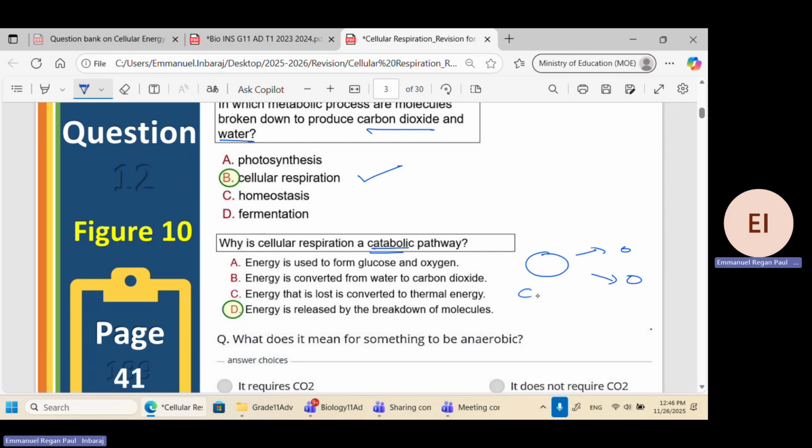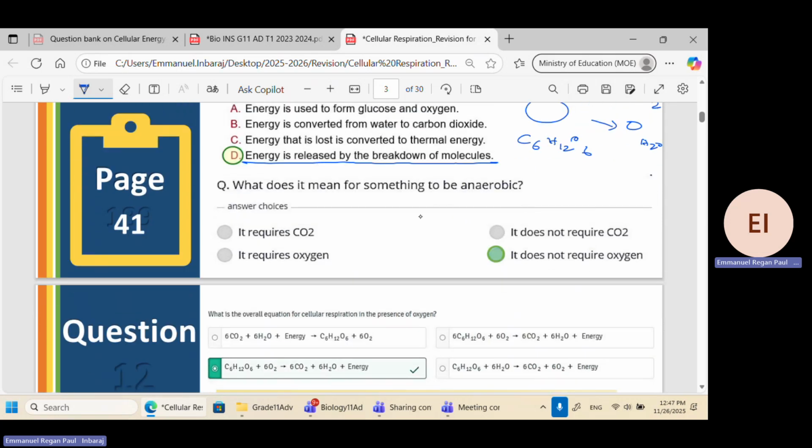So the larger molecule is C6H12O6. It is broken down to CO2 plus H2O, smaller molecules. So it is catabolic. Energy is released by the breakdown of molecules. So when you break down molecules, energy is released. So it's called a catabolic process. Next, what does it mean for something to be anaerobic? Anaerobic means it does not require oxygen. If it requires oxygen, then it is called aerobic. Okay, let's go to the next one.